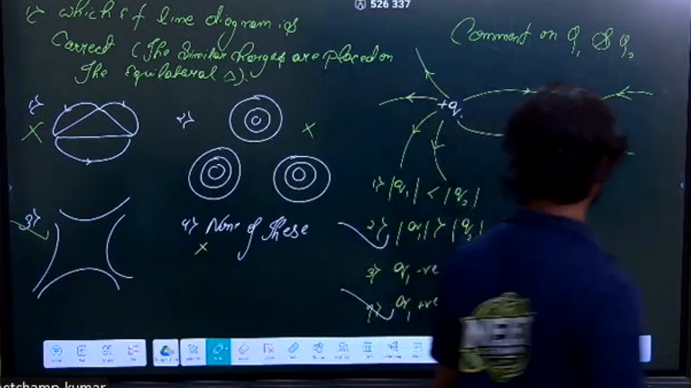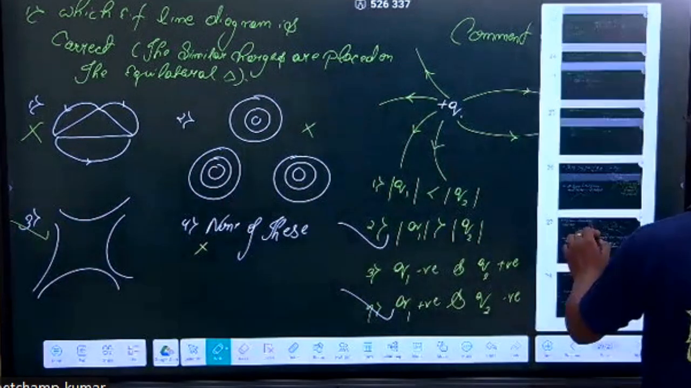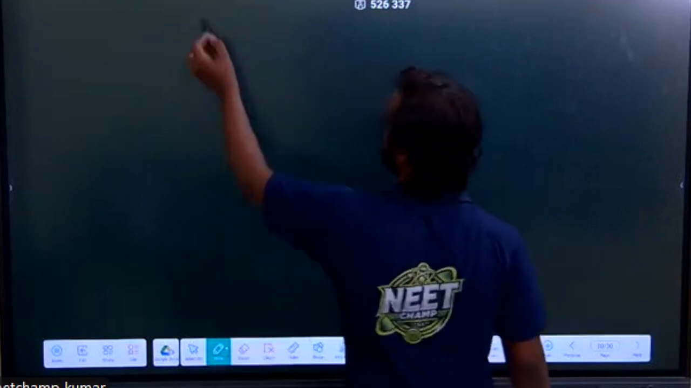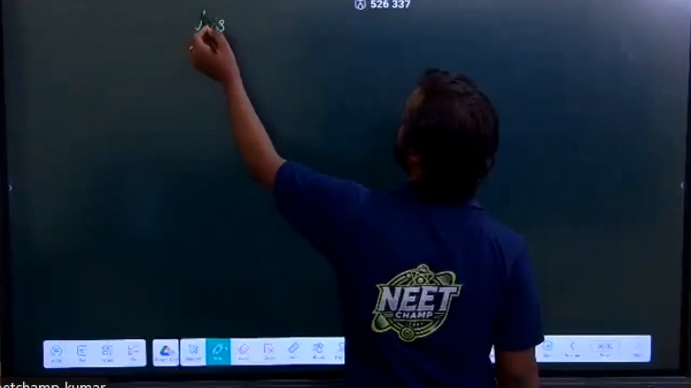Okay. So we have seen the properties of electric field lines. Let us move to the next thing, which is very important. That is discussion on constant electric field.